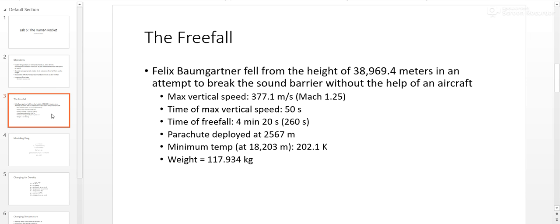His total time of free fall was 4 minutes and 20 seconds, and he deployed a parachute at 2,567 meters. The lowest temperature recorded for the run was 202.1 Kelvin, and the weight of him plus his device was 117.934 kilograms.